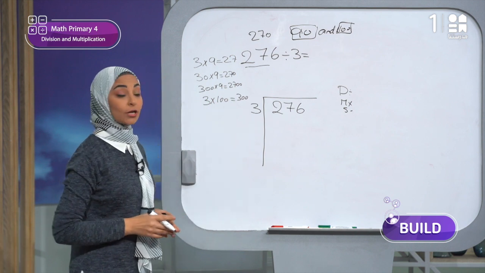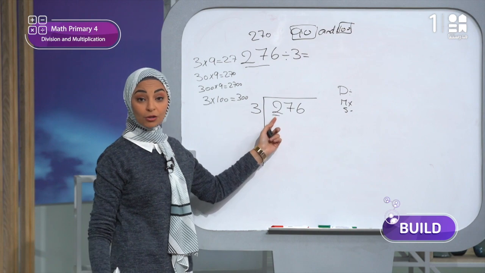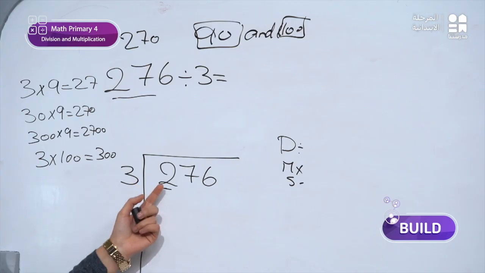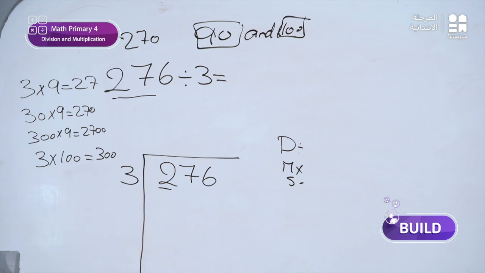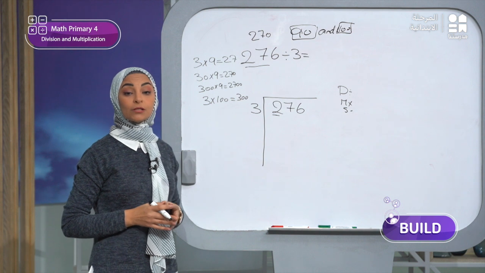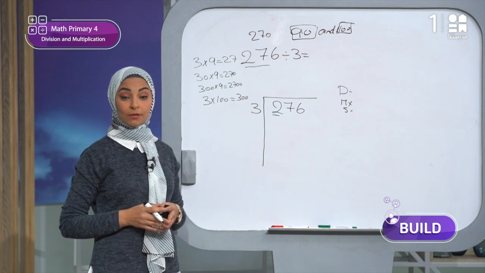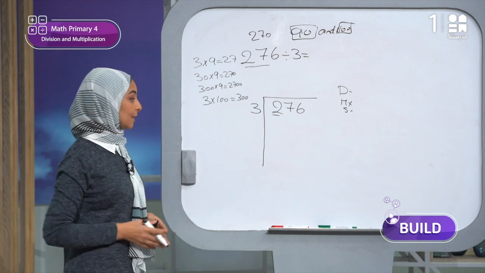Okay, I will start with 2. Take care, this 2 is 200 and not only 2. So, can I divide 2 by 3? Can we divide 2 into 3 equal groups? There aren't enough 100s to divide among the 3 groups equally, right? So, I will need to regroup the 100 and tens.